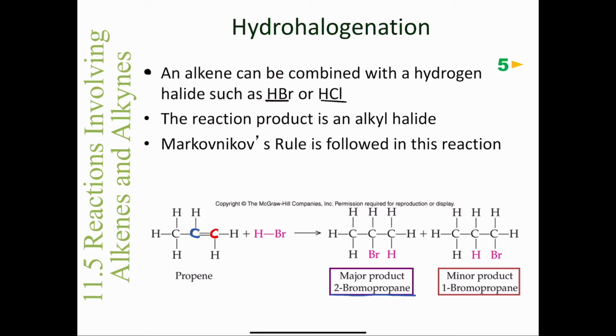Sometimes the major product is called the Markovnikov product. I'll just put Mark, so the Markovnikov product. And sometimes the minor product is called the anti-Markovnikov product. So I'll just put anti-Mark product.